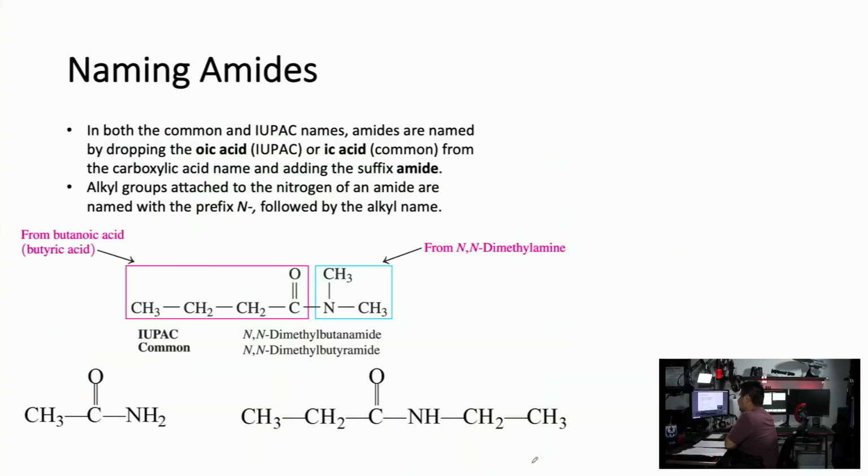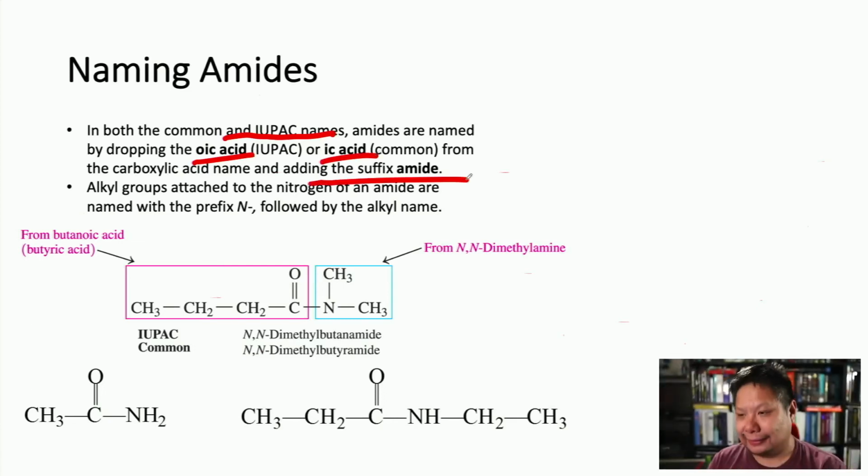Yeah. All right, so let's name some amides now. How do we name them? In both the common and the IUPAC names, amides are named by dropping the oic acid from the carboxylic acid, or the ic acid in the common name, and adding the suffix amide. Wow, that's simple. Simple, right?